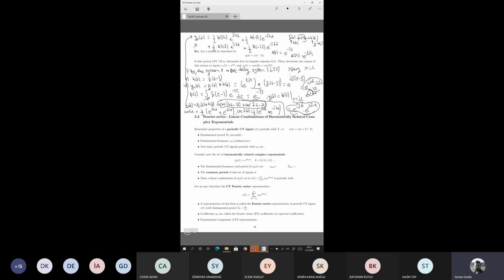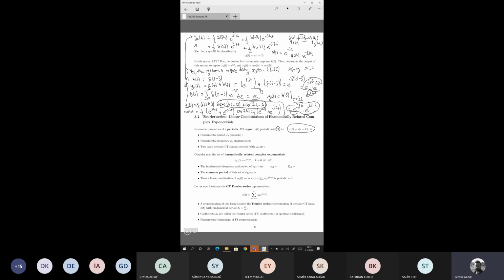Well, then comes the Fourier series. The Fourier series is based on the fact that I can find linear combinations of harmonically related components and represent my periodic continuous time signal with linear combinations of harmonically related exponentials. So first, remember a periodic continuous time signal: if it satisfies this property, T is the period. Okay, so this is how we define the period and periodicity.